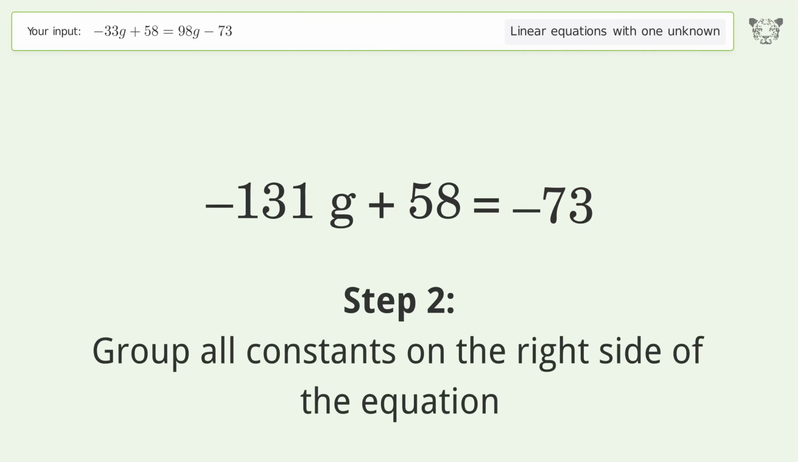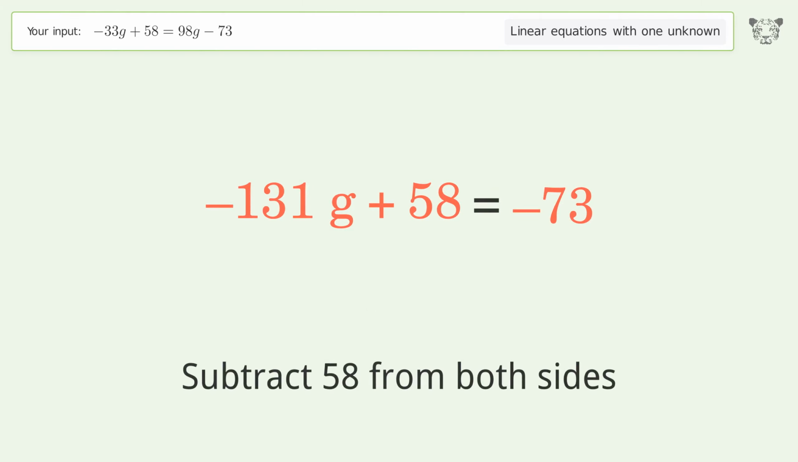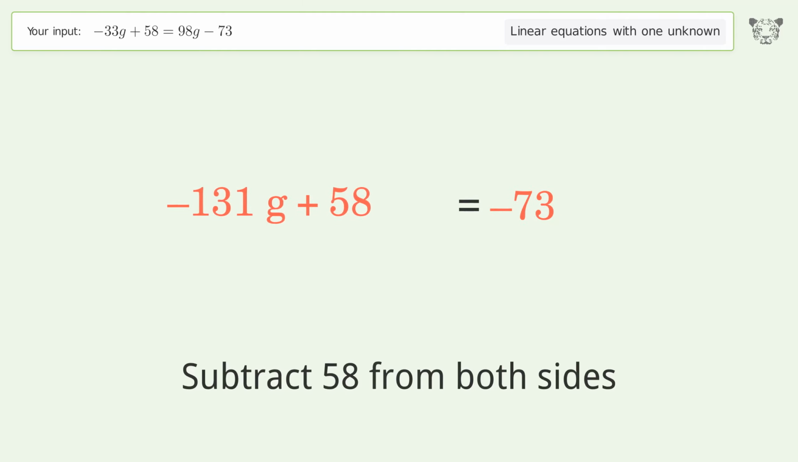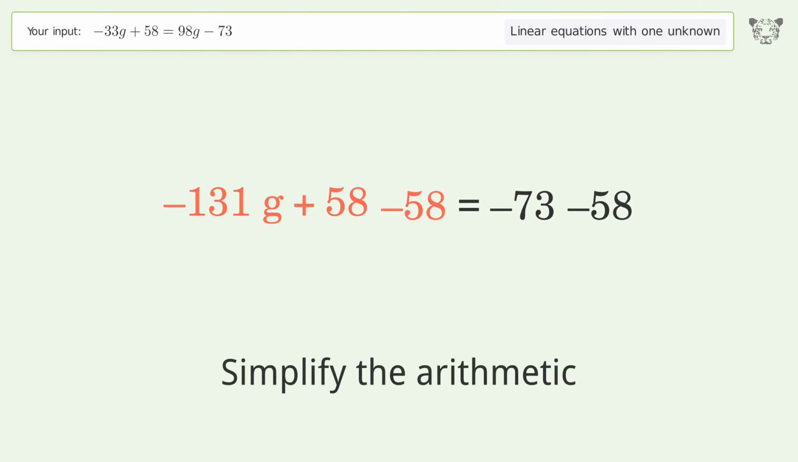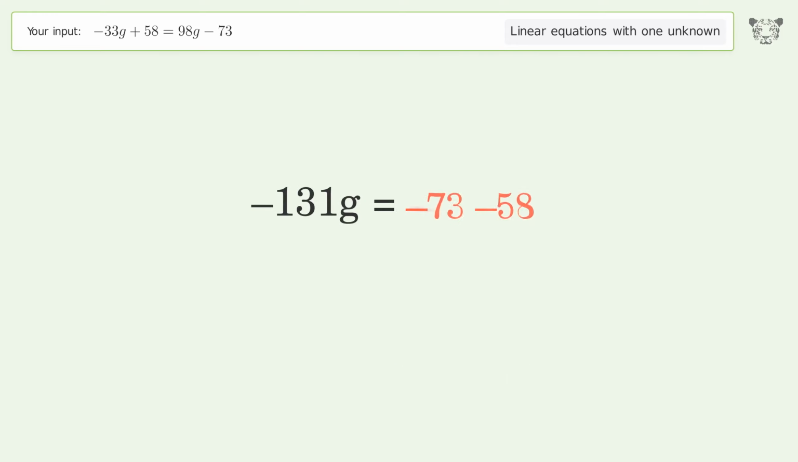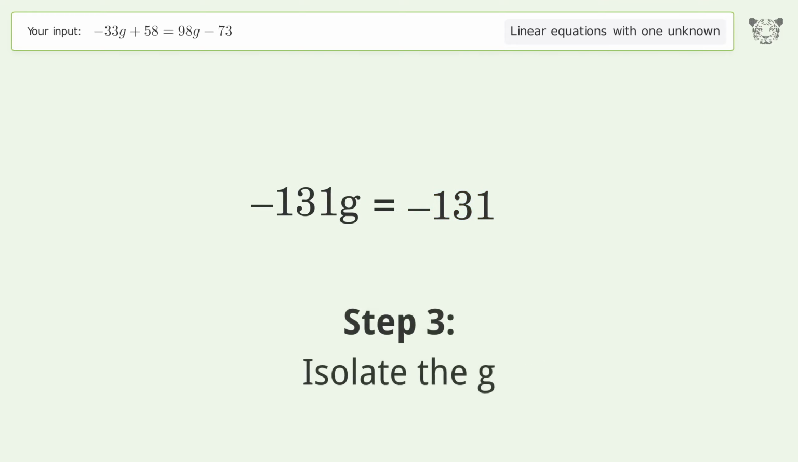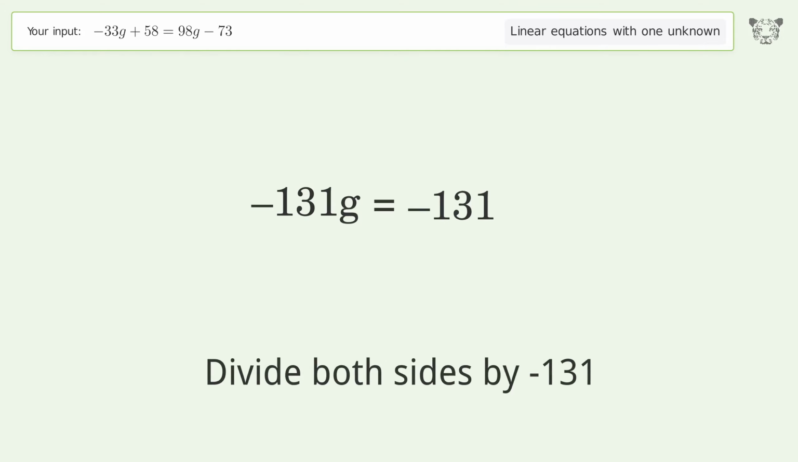Group all constants on the right side of the equation. Subtract 58 from both sides. Simplify the arithmetic. Isolate the g. Divide both sides by -131.